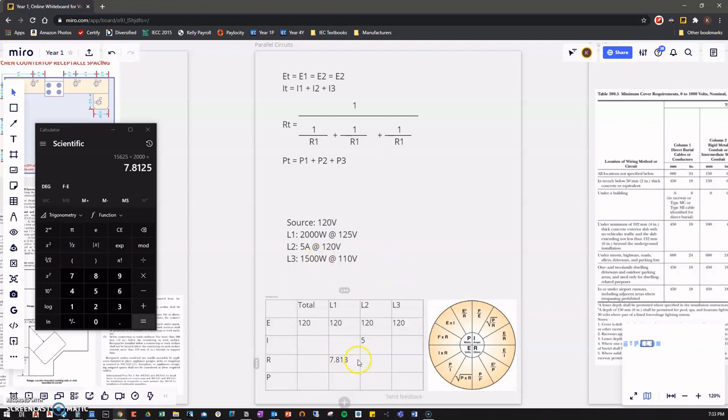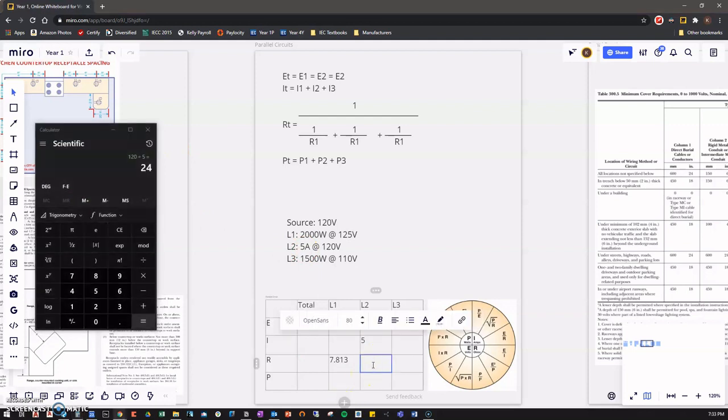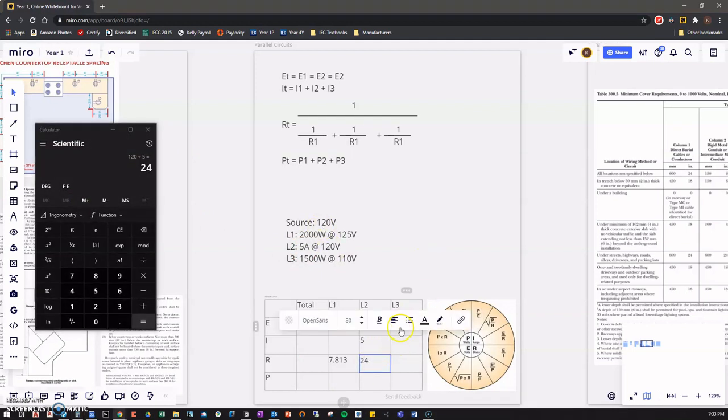Okay. Next up, we can use our amps and our volts to find resistance on this one. That's going to be E divided by I to give us R. So we're going to say 120 divided by 5. We get 24, right? And then lastly, we have to do load 3, which is, once again, E squared divided by P. 110 squared divided by 1500.